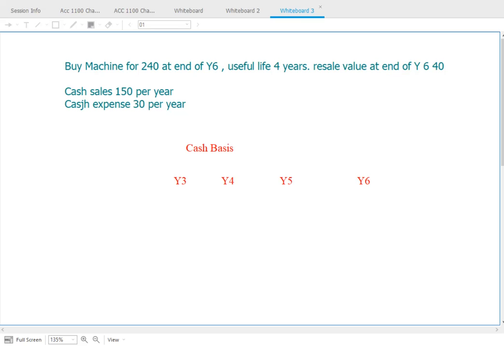So which of these 3 transactions should be considered? If I'm talking about cash basis, then my net income is equal to inflow minus outflow of cash. So which of these transactions are considered an inflow and outflow of cash?